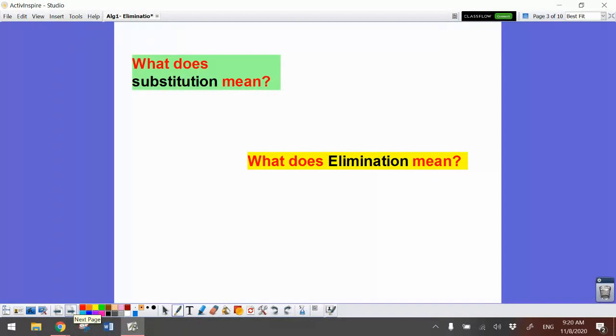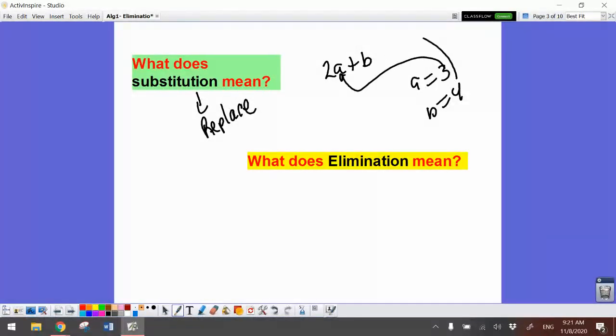Now let's move into substitution versus elimination. So substitution, we know that means replace. We're going to replace something with something else. So if I gave you 2a plus b and I said a equals 3 and b equals 4, then the 3 would go here and the 4 would go there. So we're just replacing. But elimination means to get rid of.